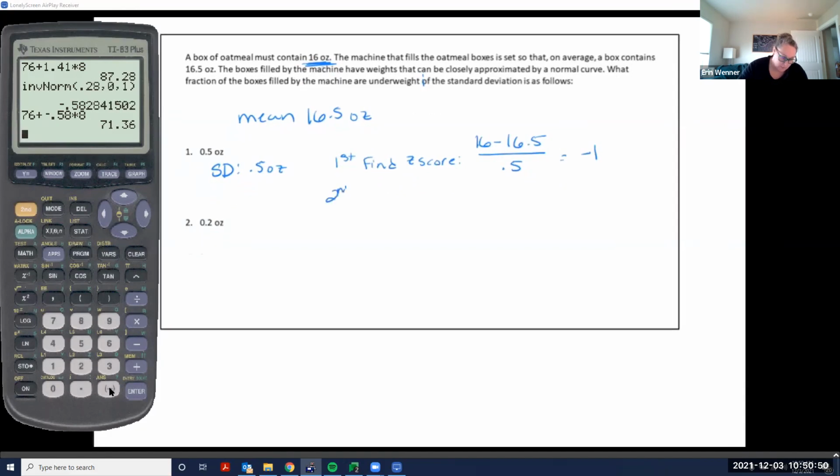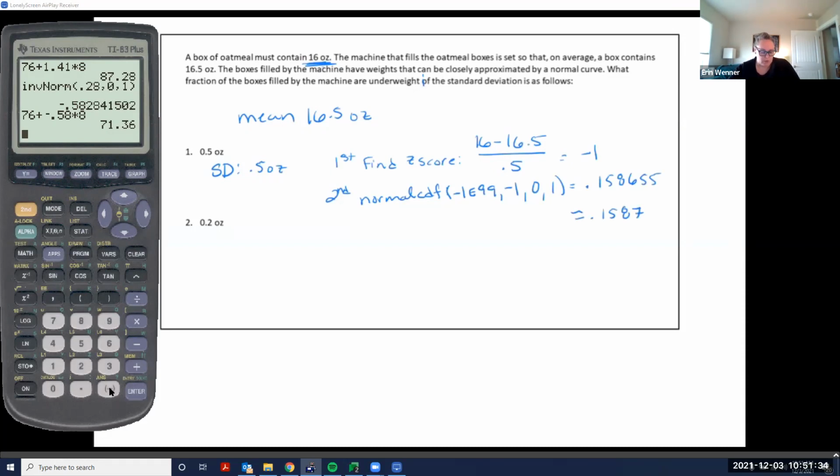Then second, we're going to do normal CDF, because now we're finding the percent, or it's not the percent, but the area under the curve. So we're going to do normal CDF of -E99, because again, we're looking at everything less than that amount, so it goes all the way to infinity. So -E99, comma -1, because that's our z-score, then comma 0, comma 1, and we get 0.158655 or 0.1587, and they're going to have you take it out to 4 decimal places.